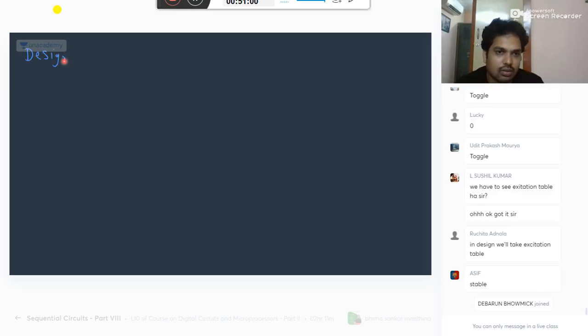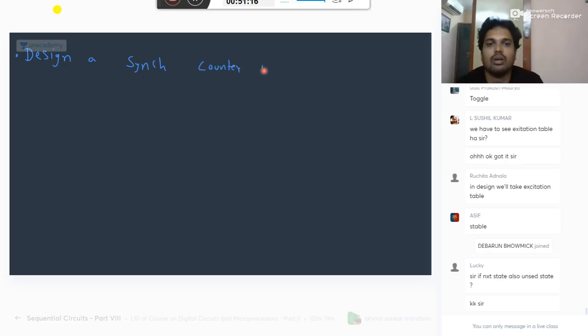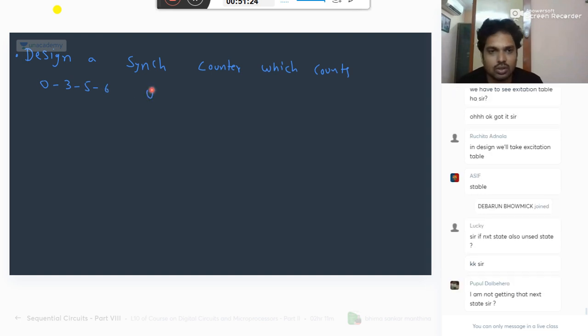Design a sync counter. Sync means synchronous. That's what I'm discussing. Just wait for some time, Lucky. Design a synchronous counter which counts 0, 3, 5, 6 using the T flip-flop. Actually, it is a mod 4 counter only. You can do it with 2 flip-flops, but I am taking maximum count 6, plus 1 lock. That is the 3 flip-flops I'm taking.